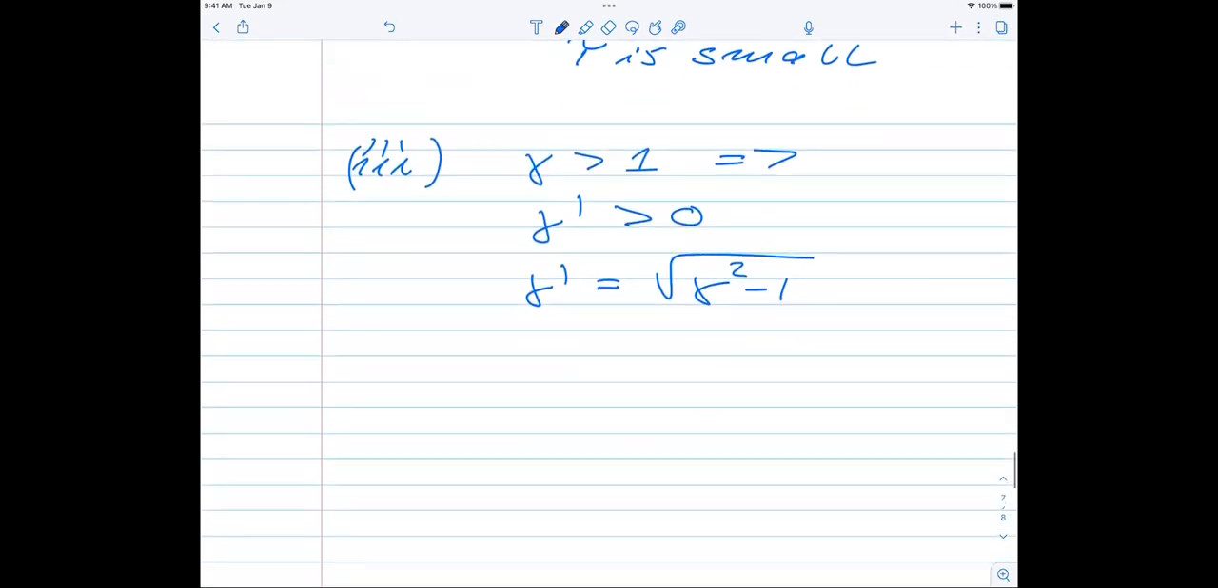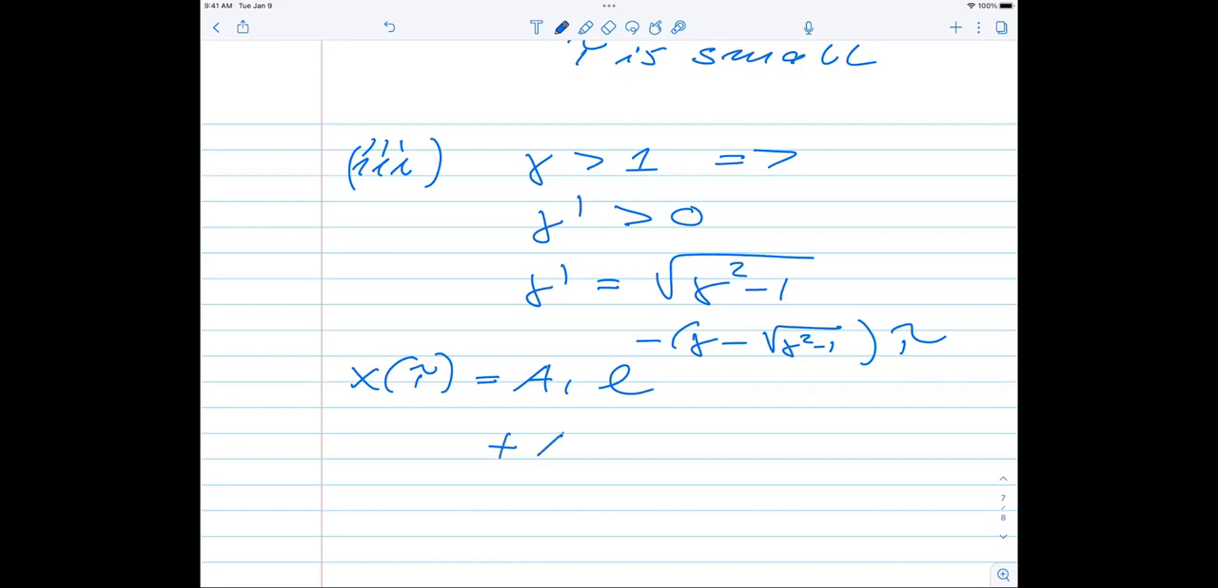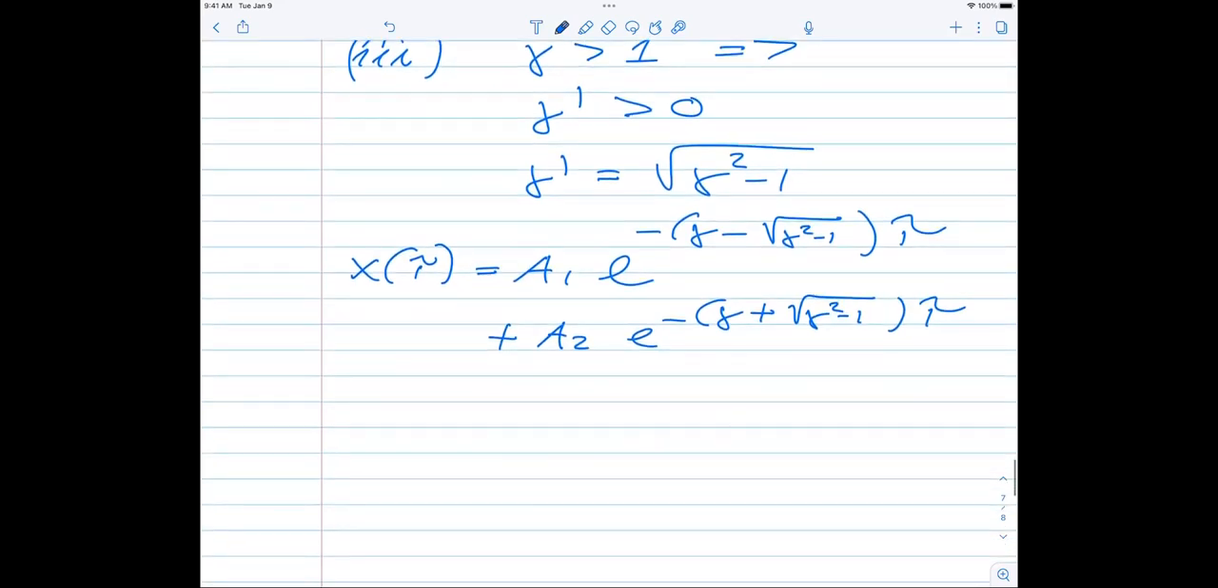So what we get then is something which looks like x of tau. There's going to be a parameter a1, which is defined by the initial conditions. And then I have an exponential of minus gamma minus the square root of gamma squared minus 1, times tau. Everything which you see here is just a constant. So there's a decay term there, and there's a new decay term here, e to the minus gamma plus the square root of gamma squared minus 1, times tau. So this is actually a plain exponential decay.